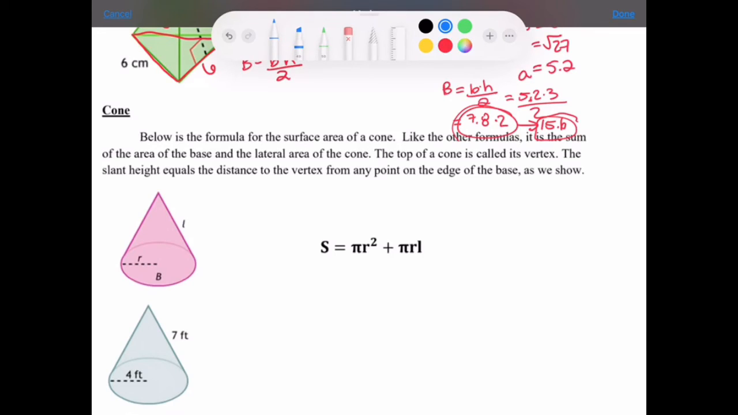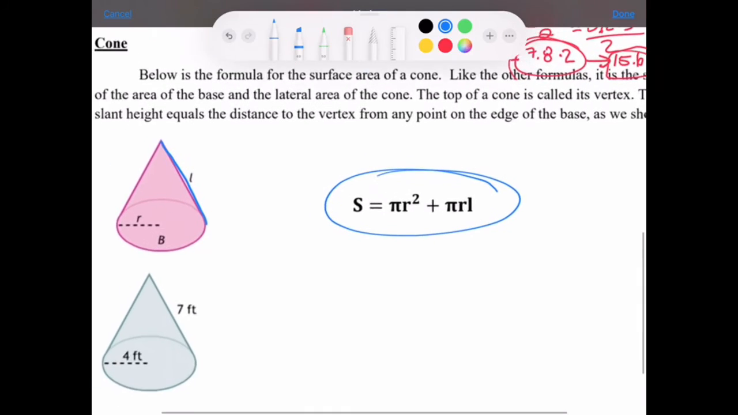cone part of the shape, it looks a little imperfect, which is why we have all these pies, because we're dealing with round edges. Alright, so L is our slant length, again, our slant height, R is radius, and B is base area. And then this is our formula here. Alright, so let's do this example.